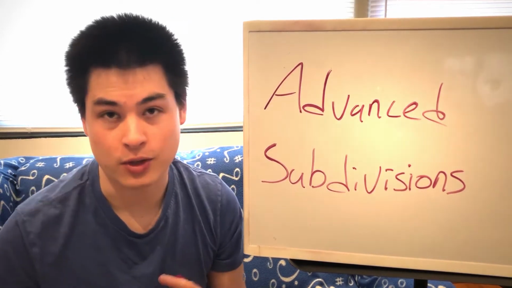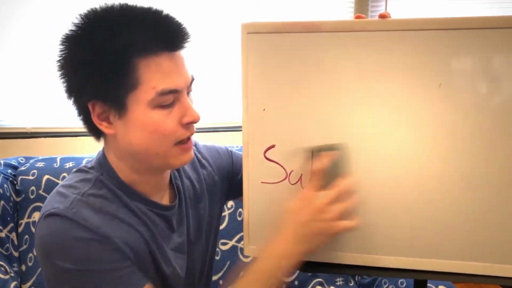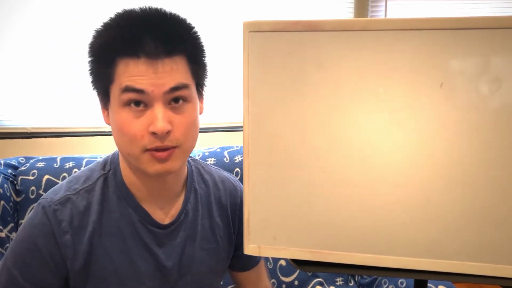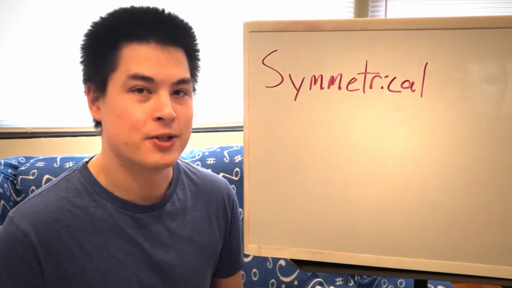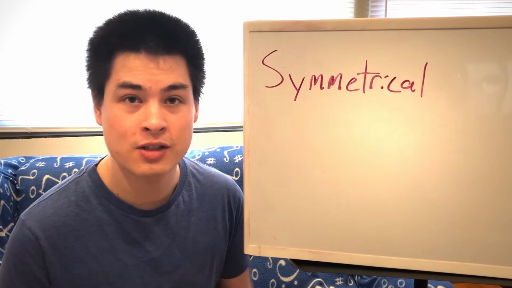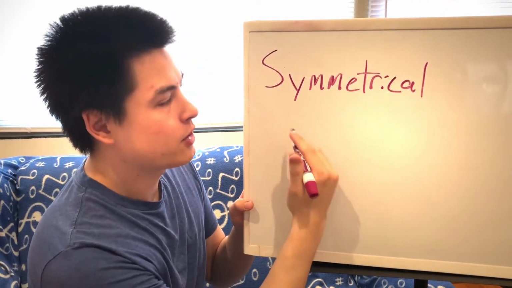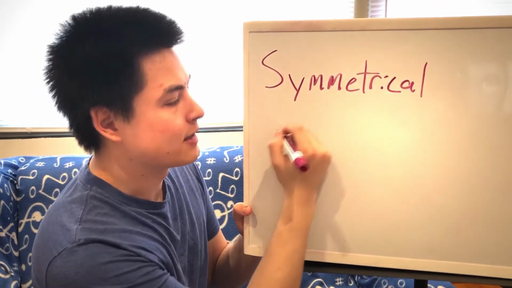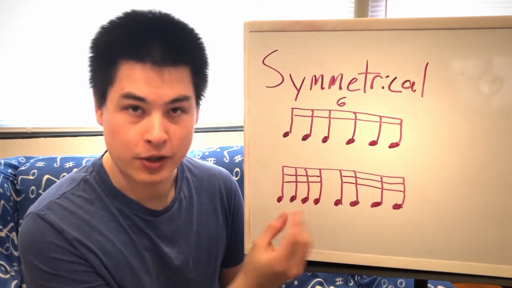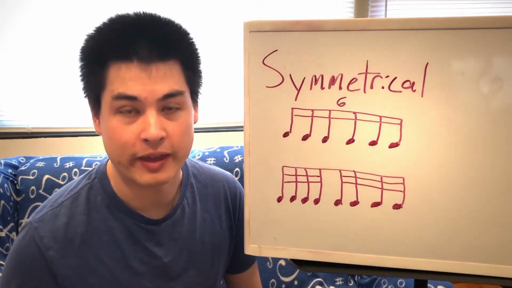When dealing with these two different kinds of subdivisions, it's good to be able to split them into two categories. The first category is symmetrical subdivisions. Symmetrical subdivisions are pretty easy because you can think of them almost just like normal subdivisions, just on a smaller, faster scale. For symmetrical subdivisions, there's sextuplets and 30-second notes. The reason why these are called symmetrical is because they can be split perfectly in half and actually line up with the eighth note beat.